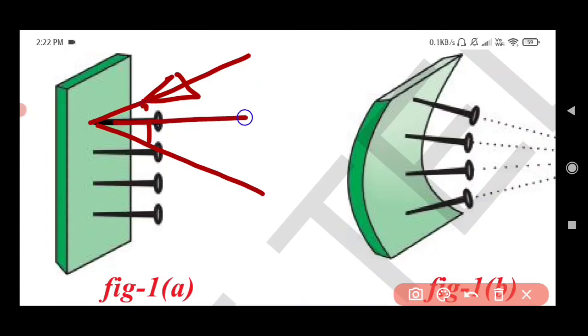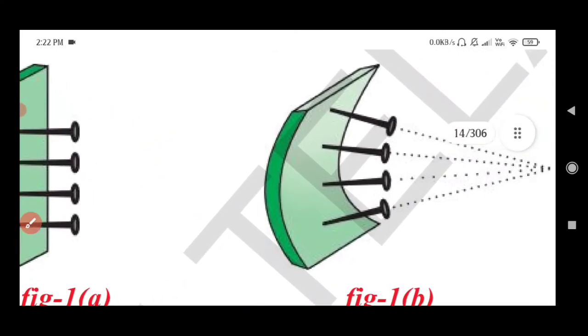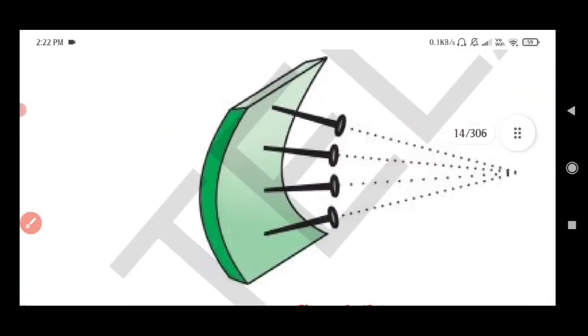So this is a normal. The pin is representing your normal, and this is your incident ray, and this is your reflected ray. You can see it with the arrows, the incident ray directed toward this side and the reflected ray directed towards this side. So these two angles are equal, as I have already explained about the plane mirror. Now let us see for a curved mirror.